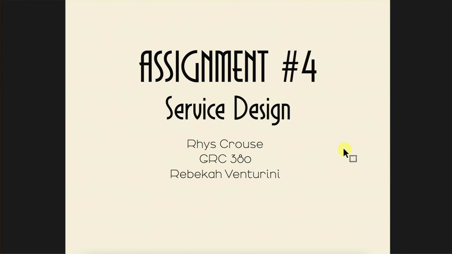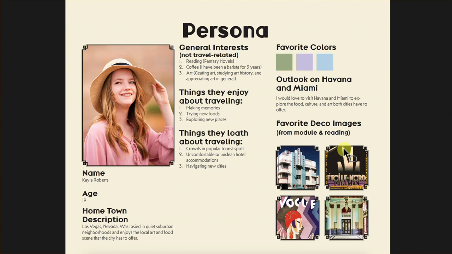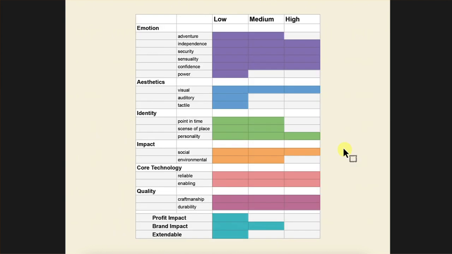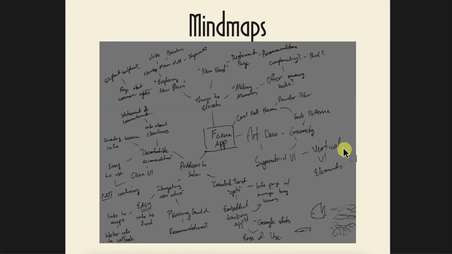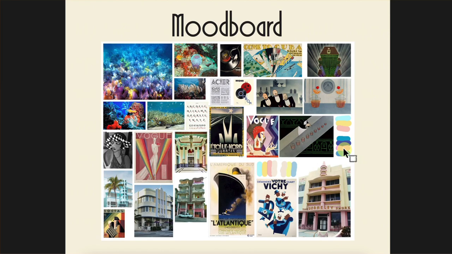Next up is Reese. Reese's persona is Kayla. Lovely color palette as well. Great images. Oh, sorry, great VOA. Excellent. Okay, got your mind map. Woo, look at this mind map. Reese, nice work. Some little fishies. Awesome mood board. Great.